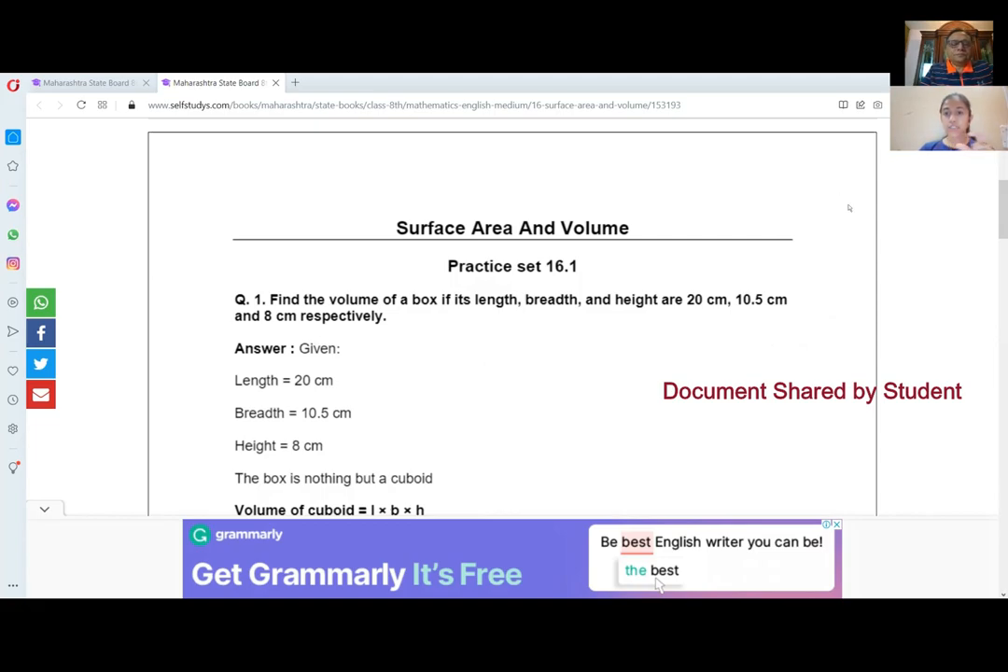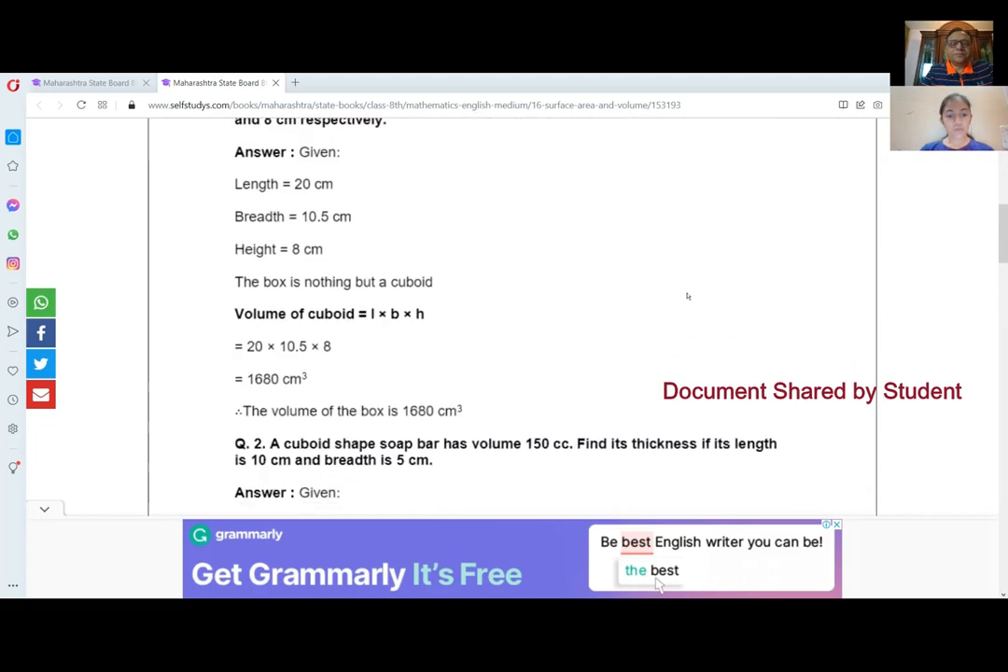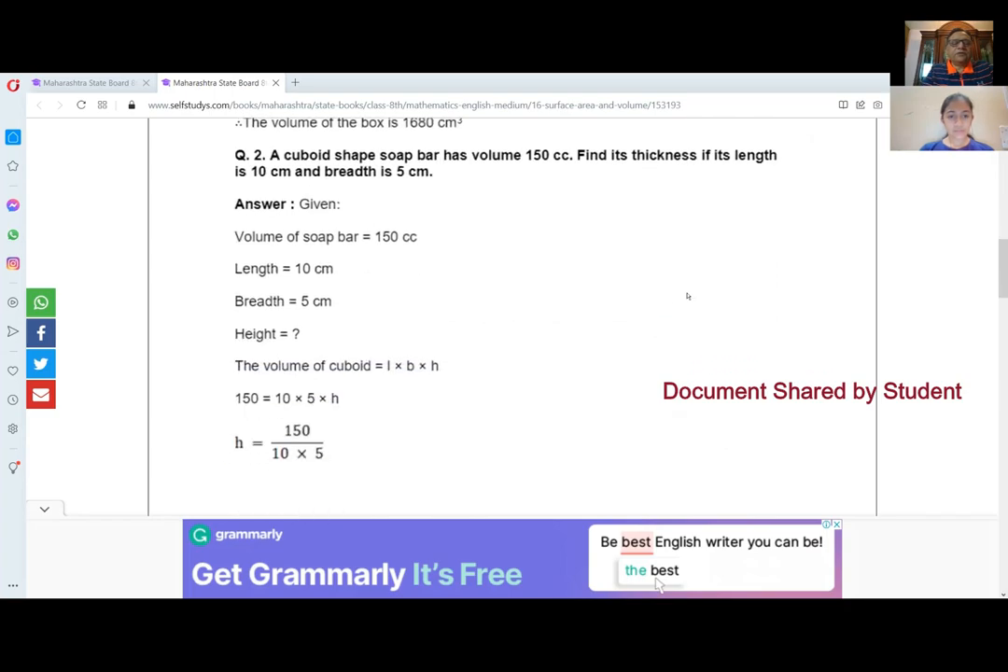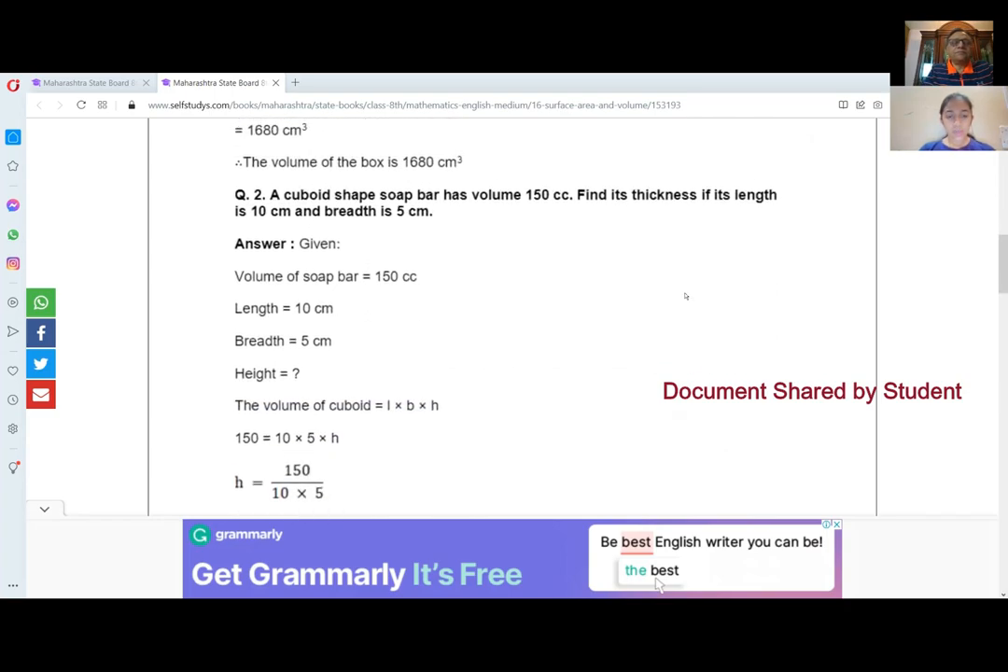And then we will write the answer in cube, right? Yes, centimeter cube. Next, can you read the question? A cuboid shaped soap bar has volume 150 CC, centimeter cube. Find its thickness if its length is 10 centimeter and breadth is 5 centimeter. So you are given two dimensions, length and breadth, and you have to find the thickness.